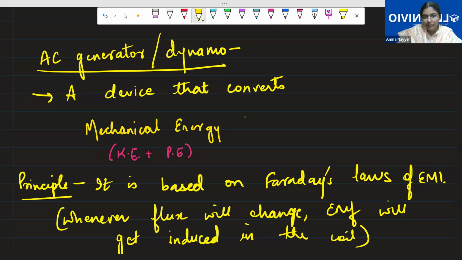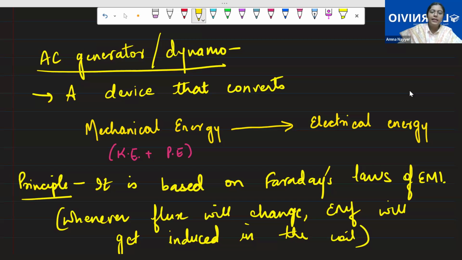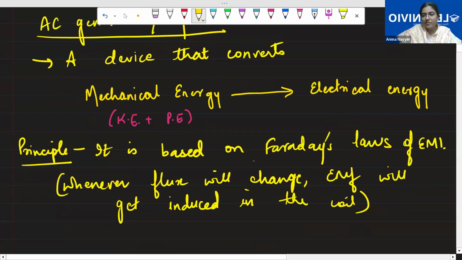The physical movement energy, right? Yes, exactly. Due to movement, that comes from the mechanics of your class 11th, the entire mechanics. So it takes that mechanical movement and converts it into electrical energy. Now, which kind of electricity? The electricity is alternating current, electrical energy. The principle is that it is based on Faraday's law.